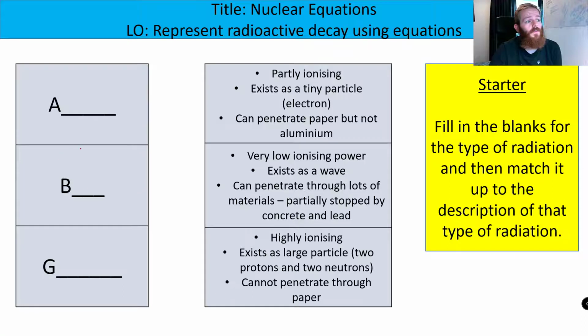To start off with, there are 3 words on the screen with blanks on them, and I want you to fill them in from memory. Hopefully you remember from the previous lesson. Fill in what those 3 words will be. They're all different types of ionising radiation.